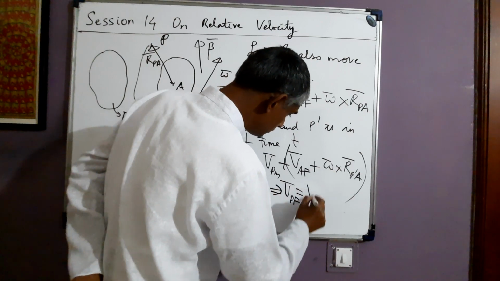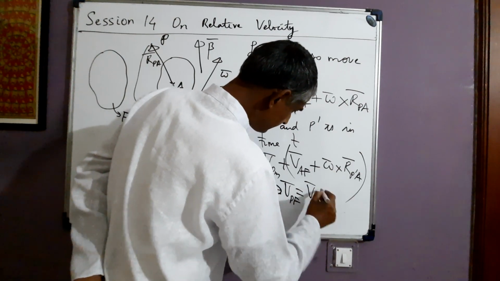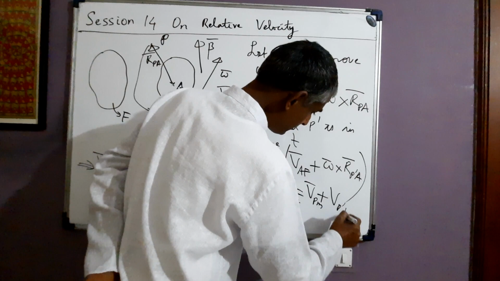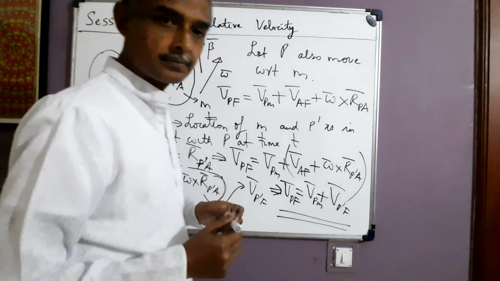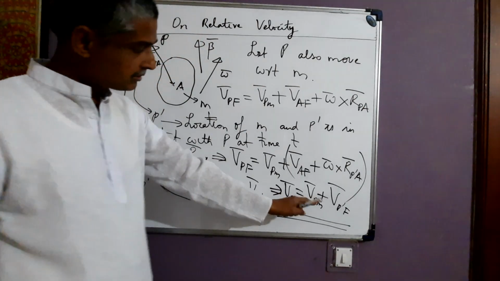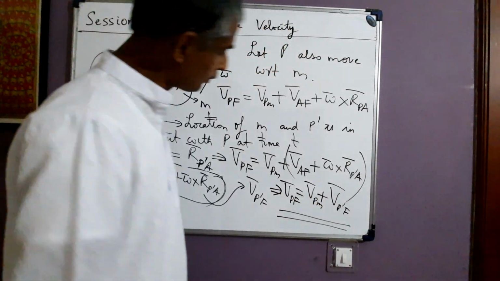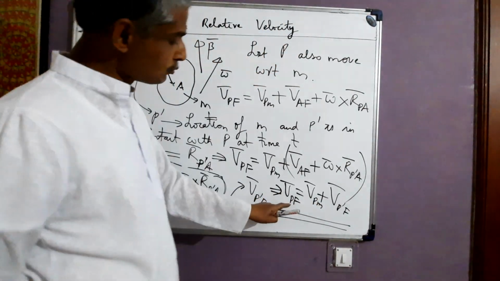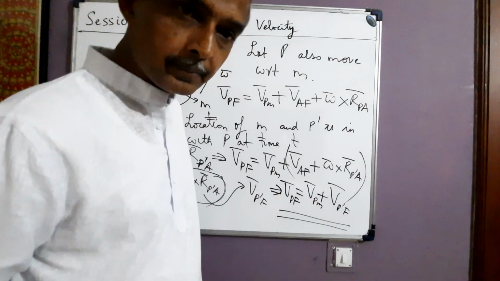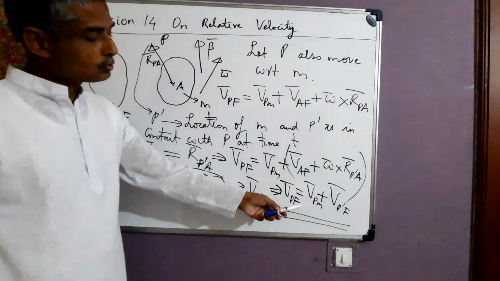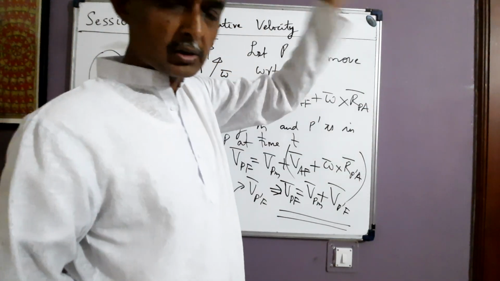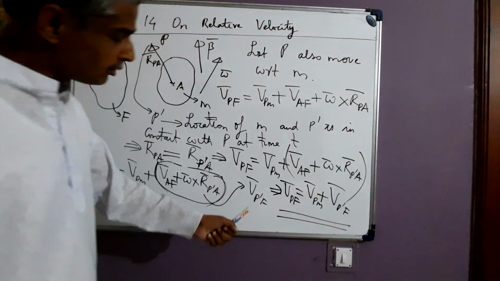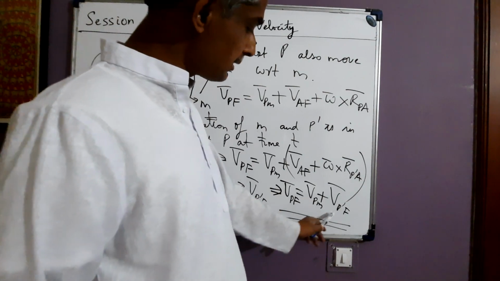VPF is equal to VPM plus VP dash F. See, this relation is very important. It is an extremely important relation, very useful for finding the velocity of a point P which moves with respect to a rotating frame M. This will be used in the angular momentum conservation problems. As we go to a much further stage, angular momentum conservation problems, this relation will be very important.